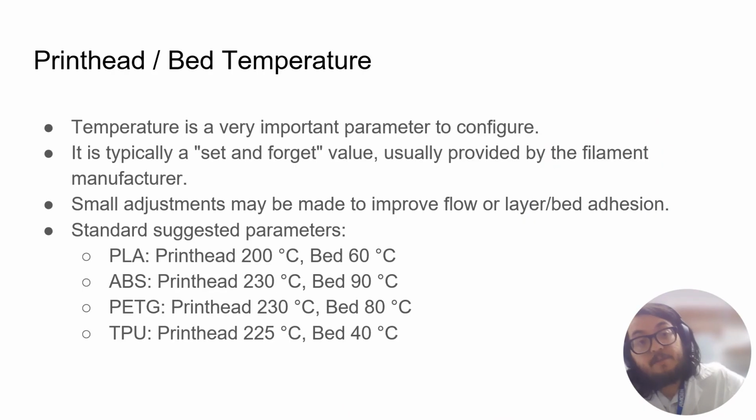And the other parameter that we can see and configure is the print bed temperature. This is a very important parameter to configure, but at the same time, it's a very set and forget value because it's typically provided by the filament manufacturer or the type of filament that you're going to be using. Filament manufacturers are going to put ranges, but your slicer will select one value for you. There are some suggested parameters there for PLA, ABS, PETG, and TPU.